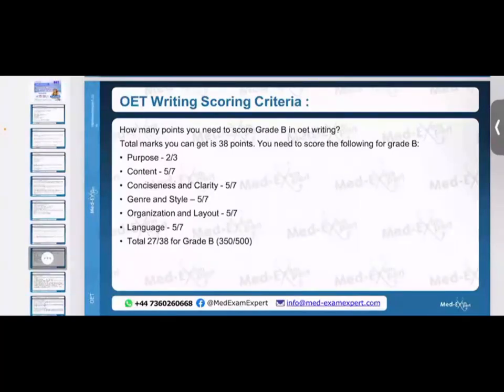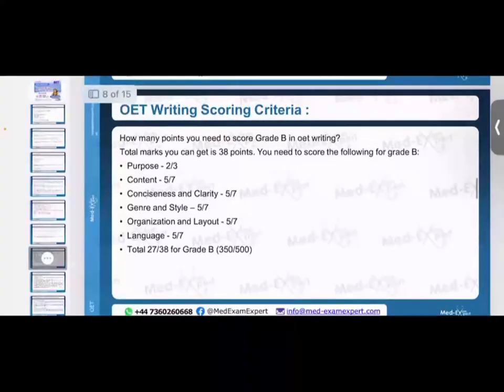The total marks you can get is 38 points. You need to score the following for grade B. If your purpose scores 2 out of 3, you will surely get grade B if the rest of the letter is satisfactory and there are only minor mistakes or no grammatical mistakes. But if it has a lot of blunders or mistakes, then even while scoring 2 out of 3 in the purpose, you can't get grade B.